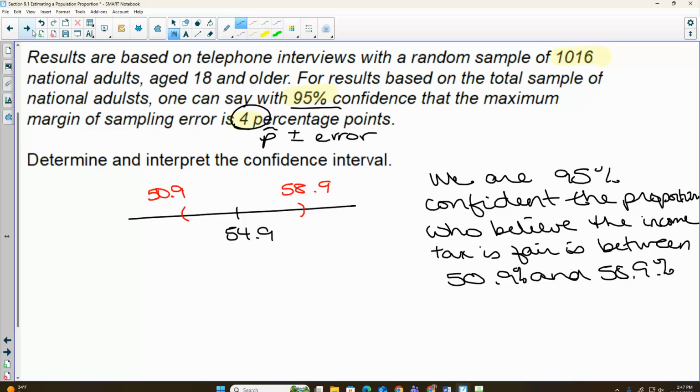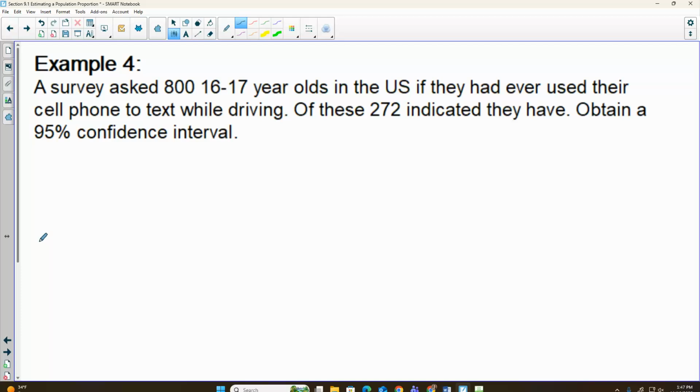Let's do another one. A survey asked 800 16 to 17-year-olds in the U.S. if they had ever used their cell phone to text while driving. Of these, 272 indicated they have. Obtain a 95% confidence interval. So I'm going to need a lot of things before I can make my confidence interval. I need my p-hat. I need to check my criteria.